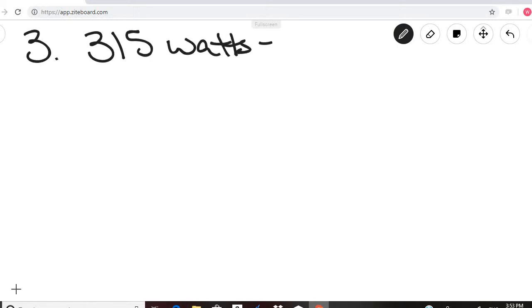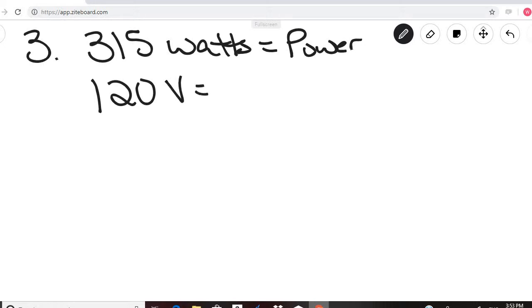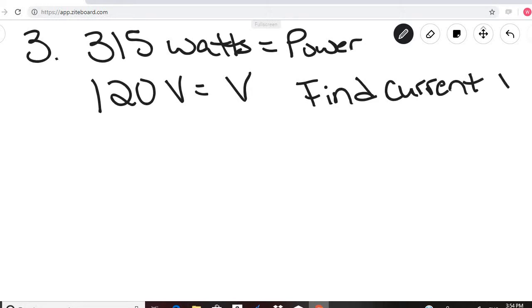Okay, number 3. A motor draws 315 watts of power. Okay, so that's power. If it runs on a 120 volt power source, so that's going to be equal to V, then what is the current? So find current, which is equal to I.